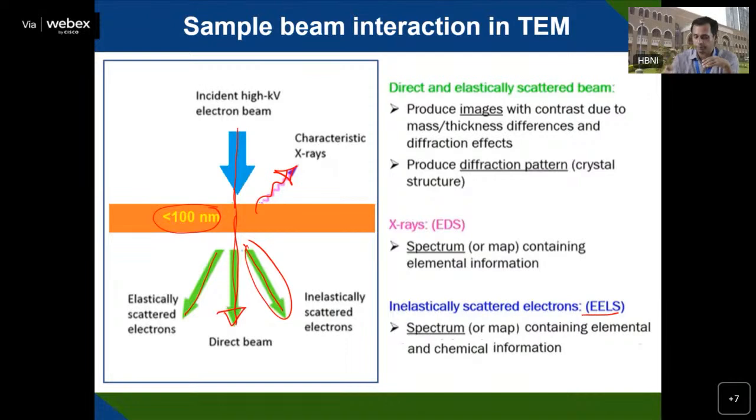So whatever you get in SEM, you get better information at smaller size and higher resolution. In addition, you get a diffraction pattern, and you can get crystallographic information.